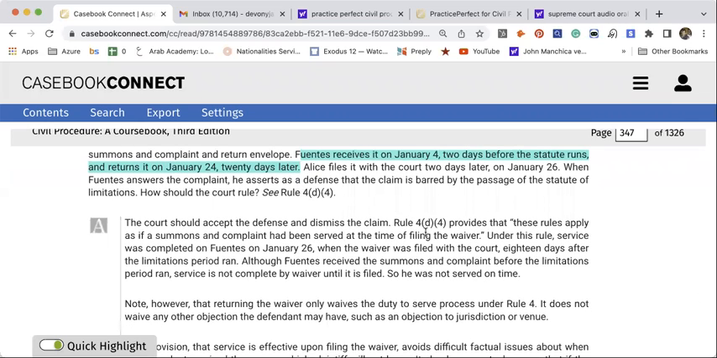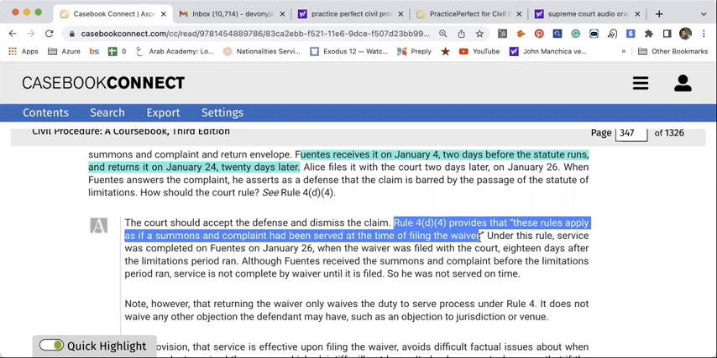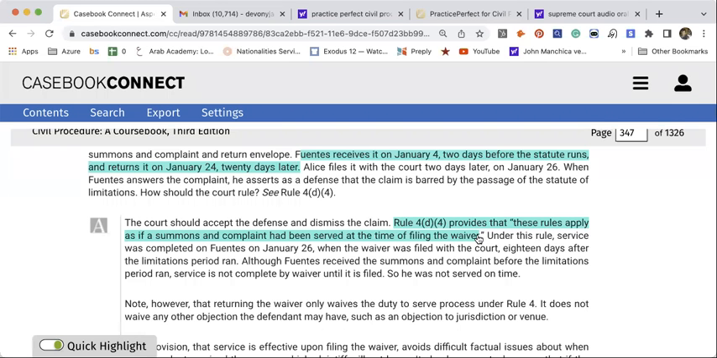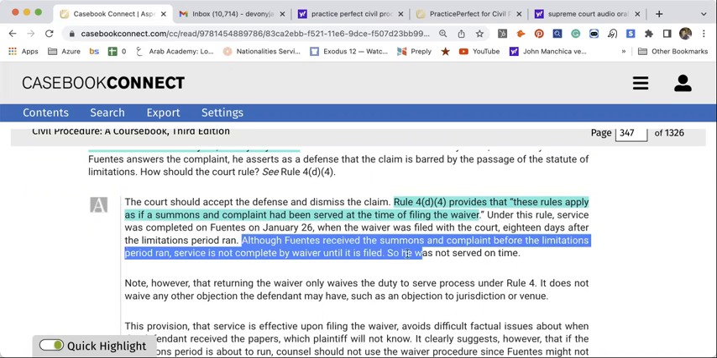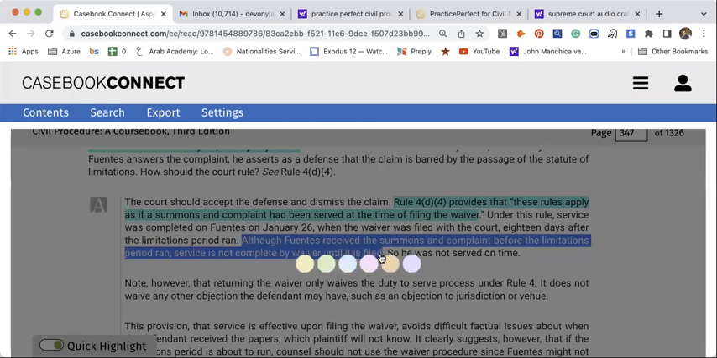Rule 4D4 provides that these rules apply as if a summons and complaint had been served at the time of filing the waiver. Under this rule, service was complete on Fuentes on January 26th when the waiver was filed in the court, 18 days after the limitations ran. Although Fuentes received the summons and complaint before the limitations ran out, service is not complete by waiver until it's filed, so he was not served on time.